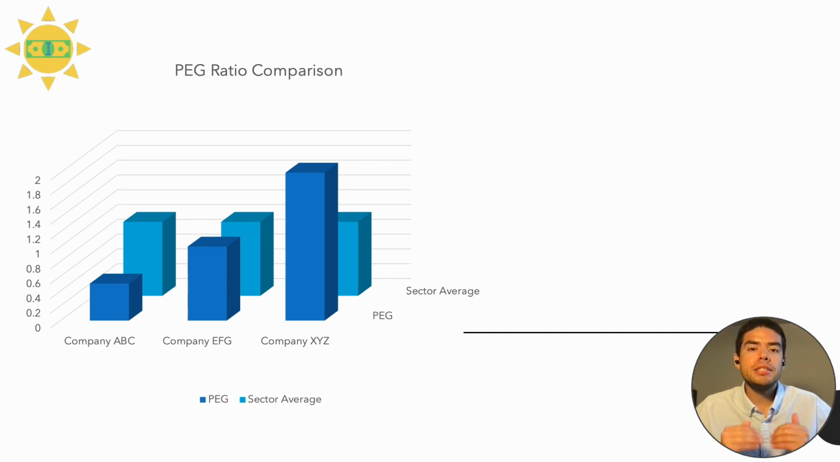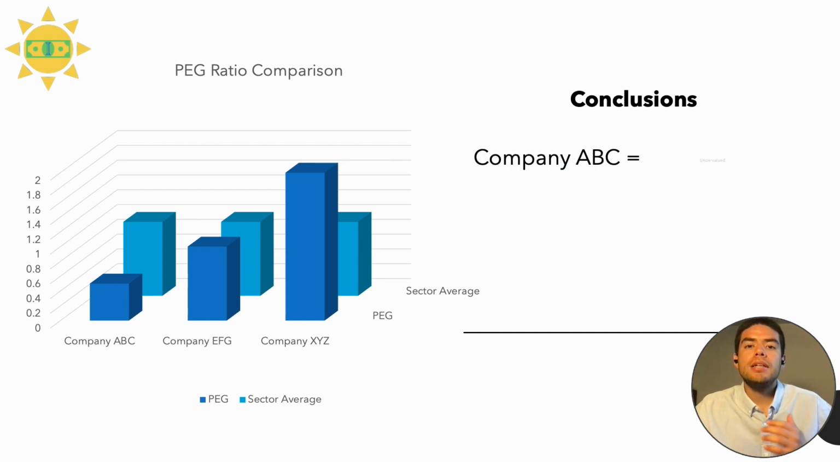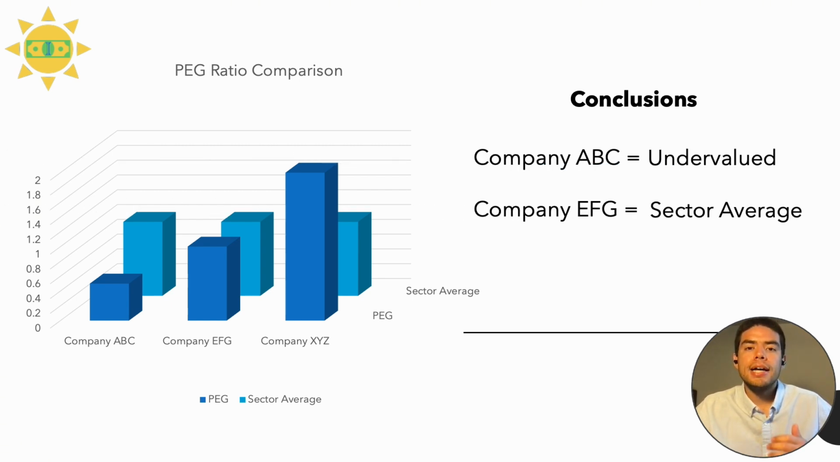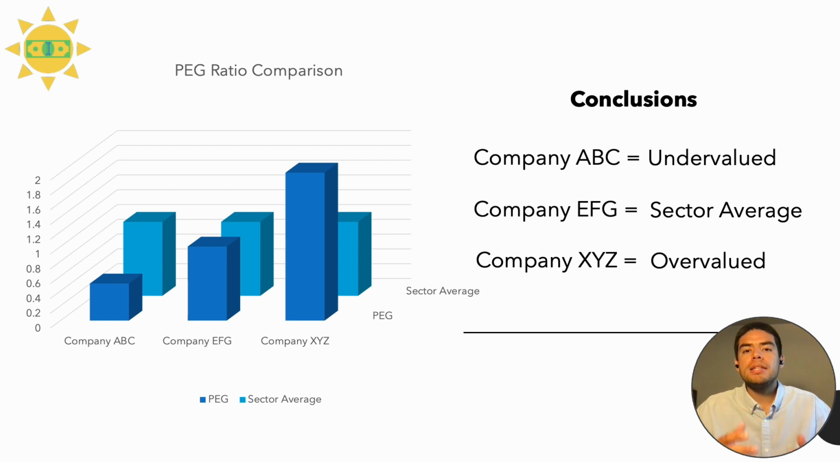So when we compare each of these companies to the sector average, we can see that company ABC is undervalued, company EFG is at the sector average, and company XYZ is overvalued. This gives us an example of how we can use the PEG ratio as a comparison metric between companies to see which can be considered undervalued or overvalued based on the sector average PEG ratio.